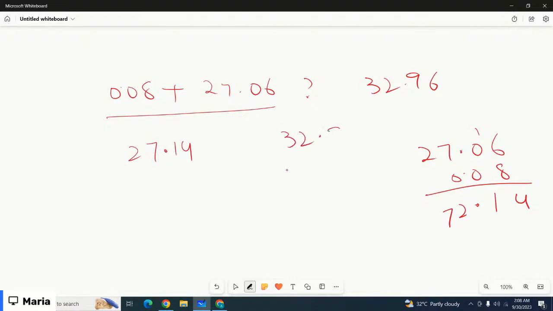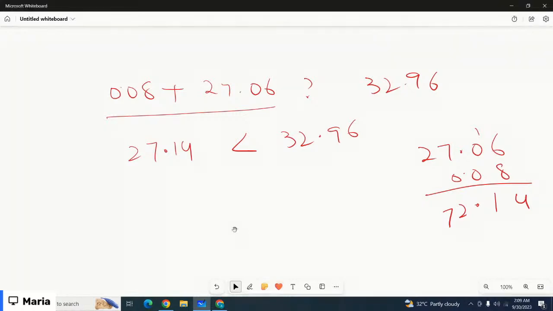And you have to compare it to 32.96. So which is the correct option, less or greater? 27.14 is, very good, less than 32.96, right? So the correct option is less than 32.96.